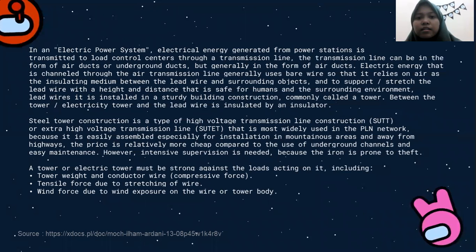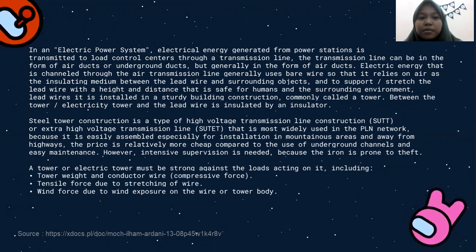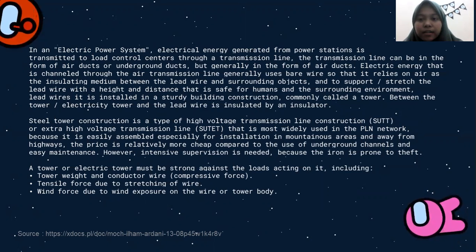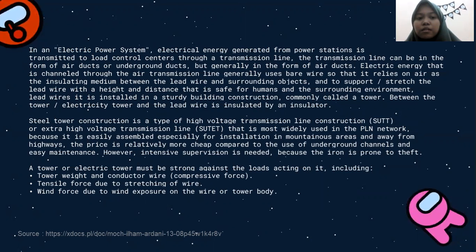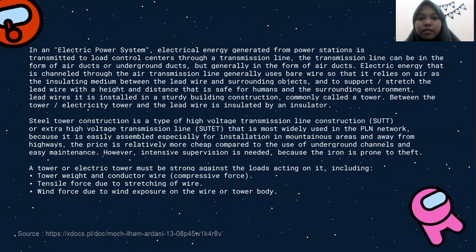Electrical energy generated from power station is transmitted to load control centers through a transmission line. The transmission line can be in the form of air ducts or underground tracks, but generally in the form of air ducts. Electric energy that is channeled through the air transmission line generally uses bare wire so that it relies on air as the insulating medium between the lead wire and surrounding objects, and to support or stretch the lead wire with a height and distance that is safe for humans and the surrounding environment.